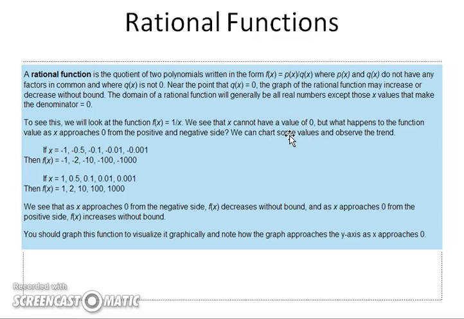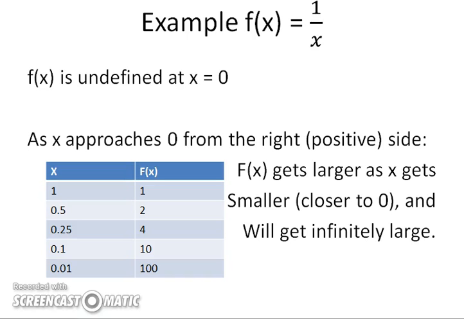All right, so the interesting thing about rational functions is that there are values of x that oftentimes will make the solution undefined at certain points. All right, in order to look at that and how we deal with that as we graph this, we're going to take a look at an example. It's probably the most basic example of a rational function that I can think of, and that is f of x equals 1 over x.